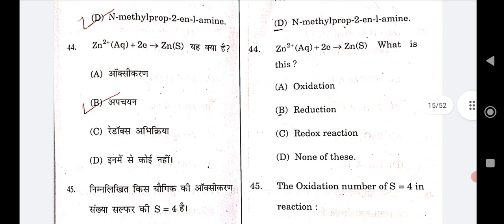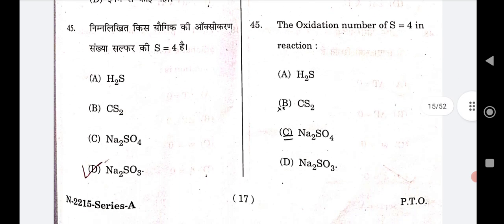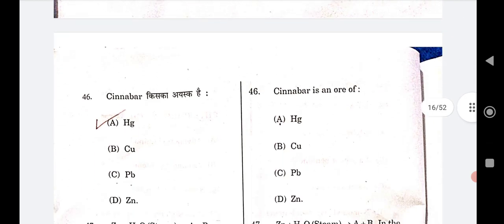Next question: Zn2+ in aqueous solution plus 2 electrons gives zinc. So what is this? This is reduction. B is the correct one here. Next question: the oxidation number of S is +4 in which reaction? Here Na2SO3 is the correct one, that is option D. Next question: cinnabar is an ore of Hg. A is the correct option.